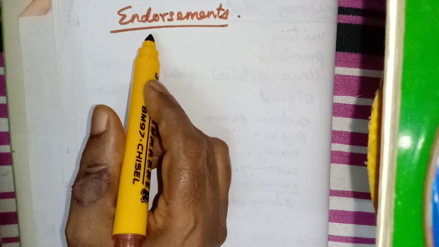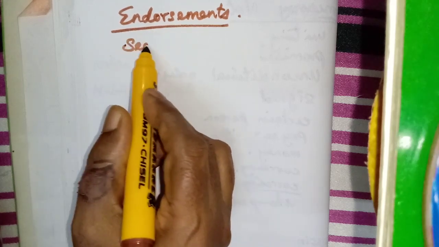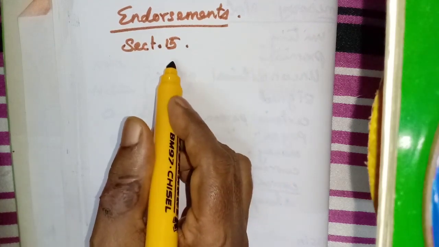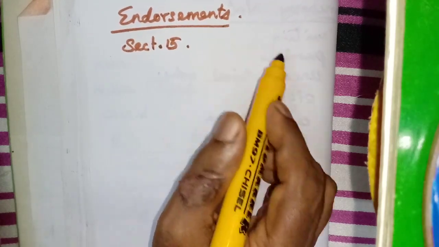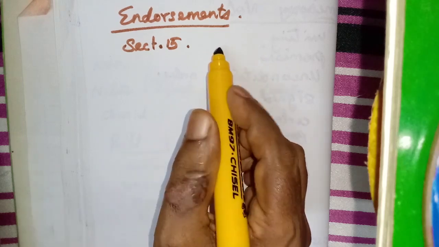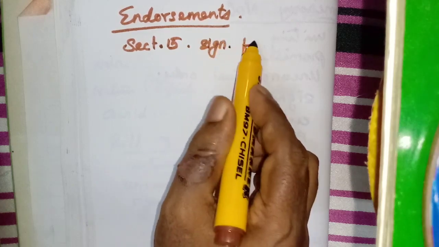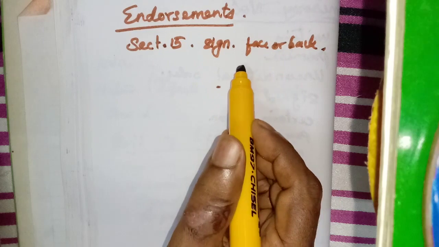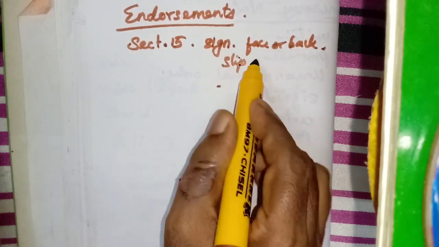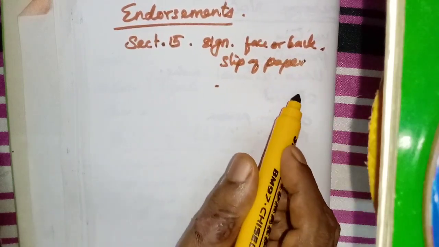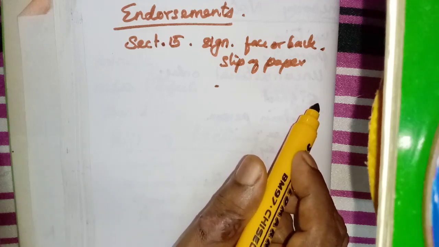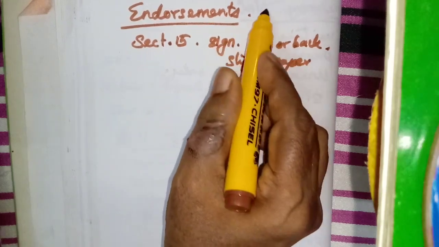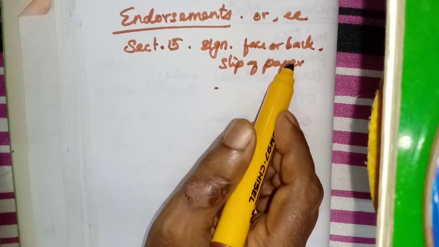Here, the Negotiable Instruments Act has given one definition. Section 15 of the Negotiable Instruments Act tells what endorsement is. The maker or the holder of the check will sign his name either on the face or the back of the instrument, or if there is not sufficient space, a slip of paper can be used to endorse the document, to transfer the title of ownership to another person. The person who is signing on the face or the back of the document is called the endorser. The other person to whom it is being transferred is called the endorsee.